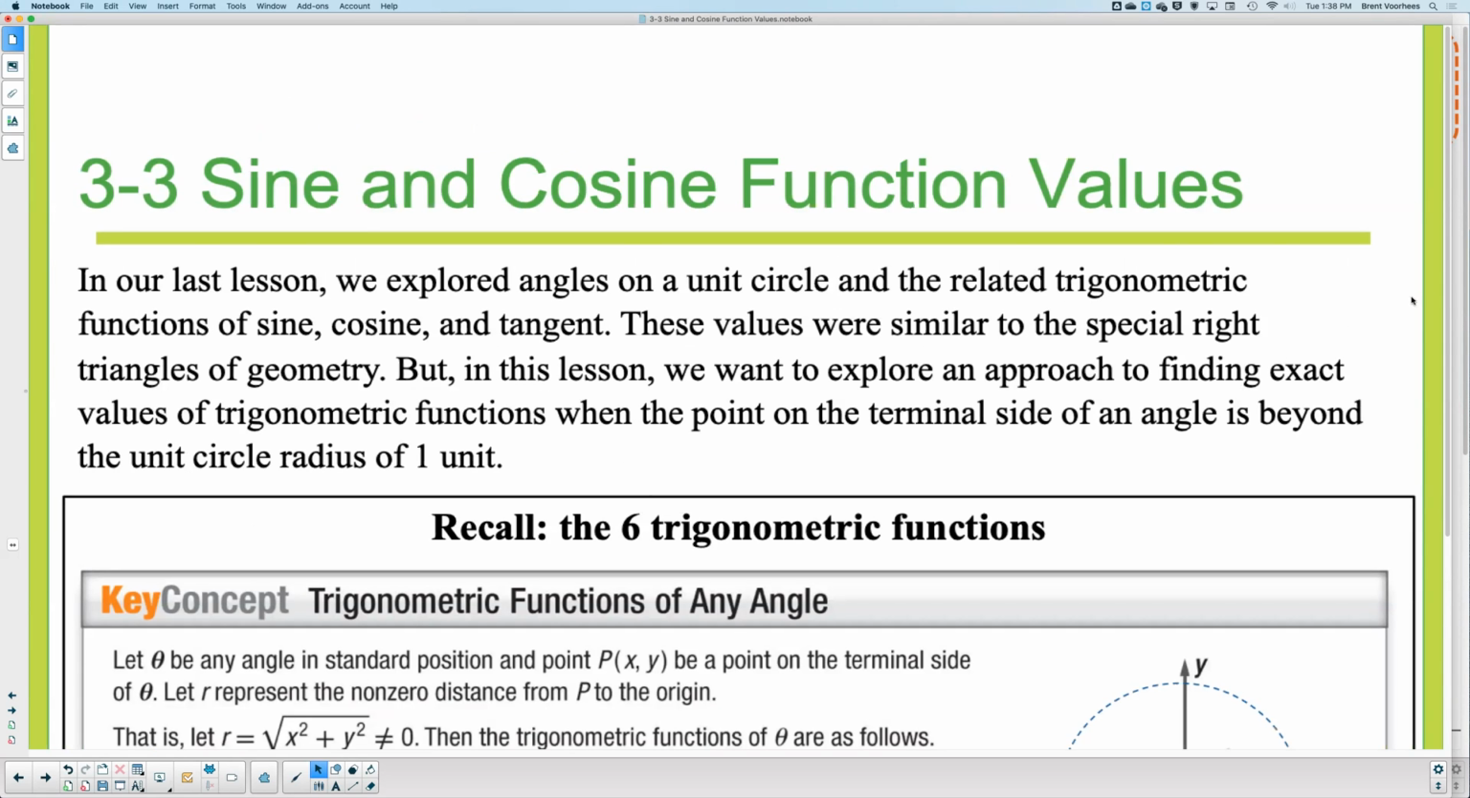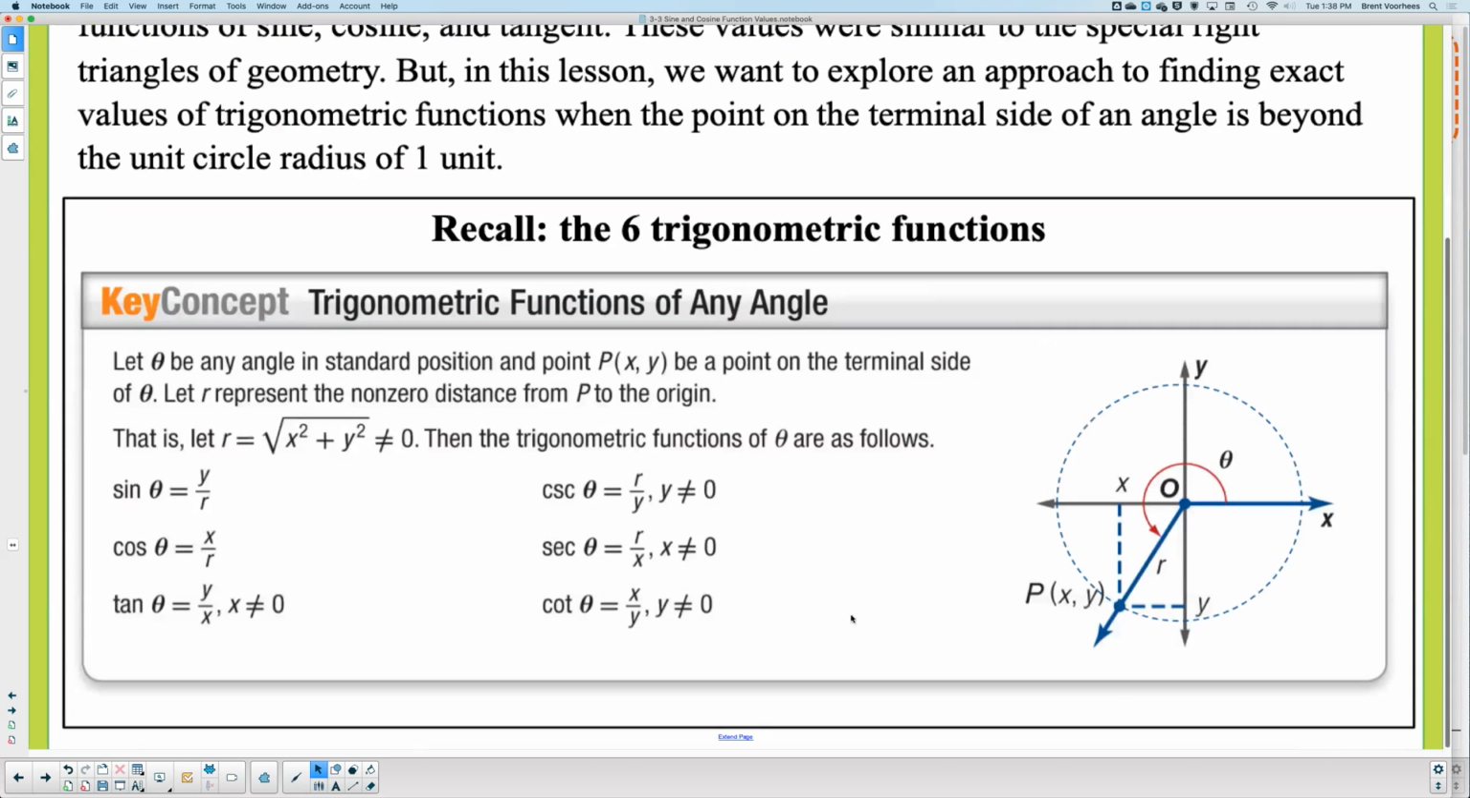Recall from last class, I showed you this. In last class, we talked about that sine was y, cos is x, tangent is y over x, and there's a silent letter in there. That's the r. Last class, if this was a unit circle, if r was 1, then sine would simply become y, and cos is x. Now, tangent's always y over x, where x cannot be 0, it would be undefined there.